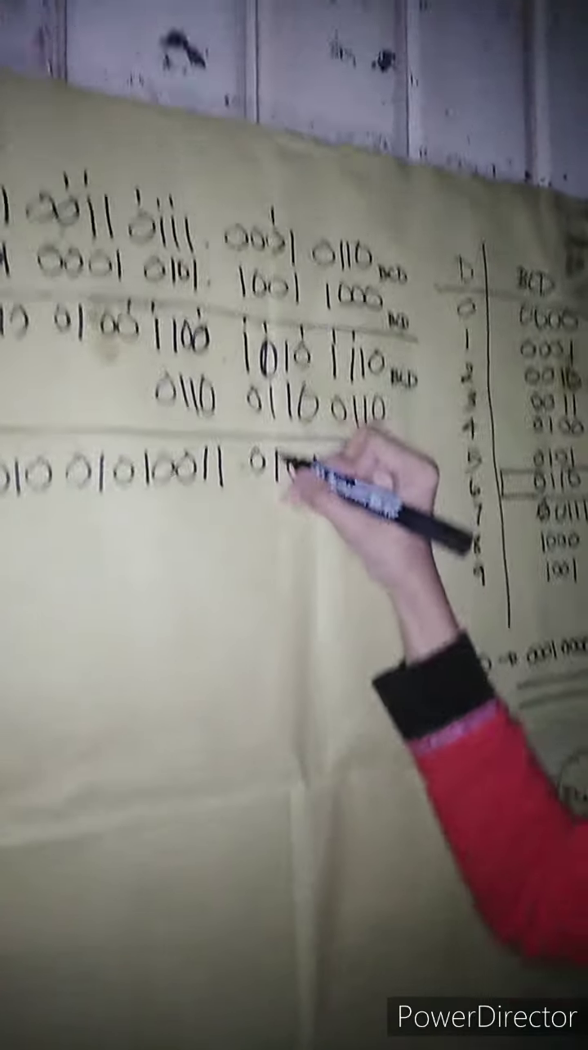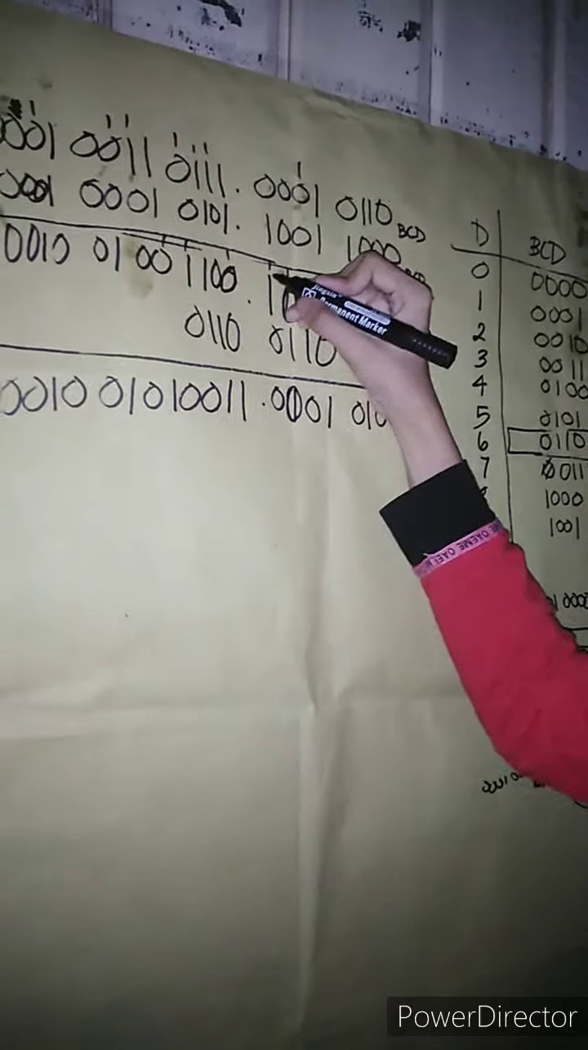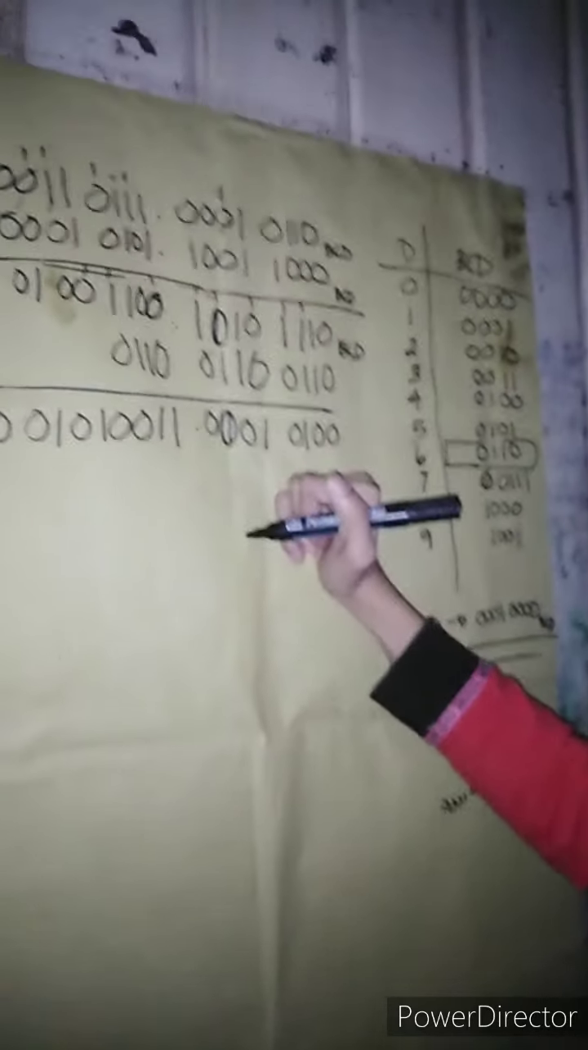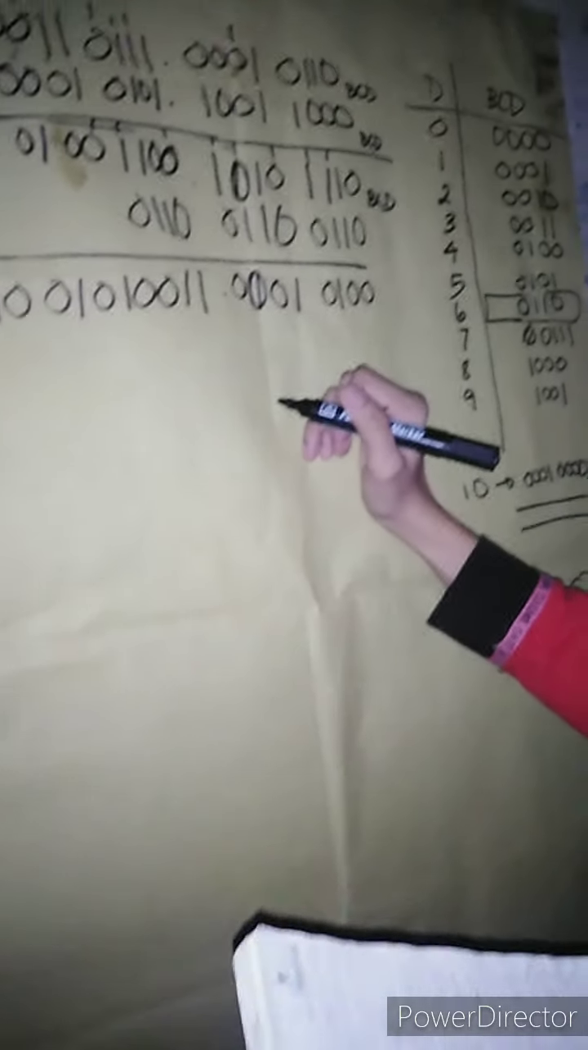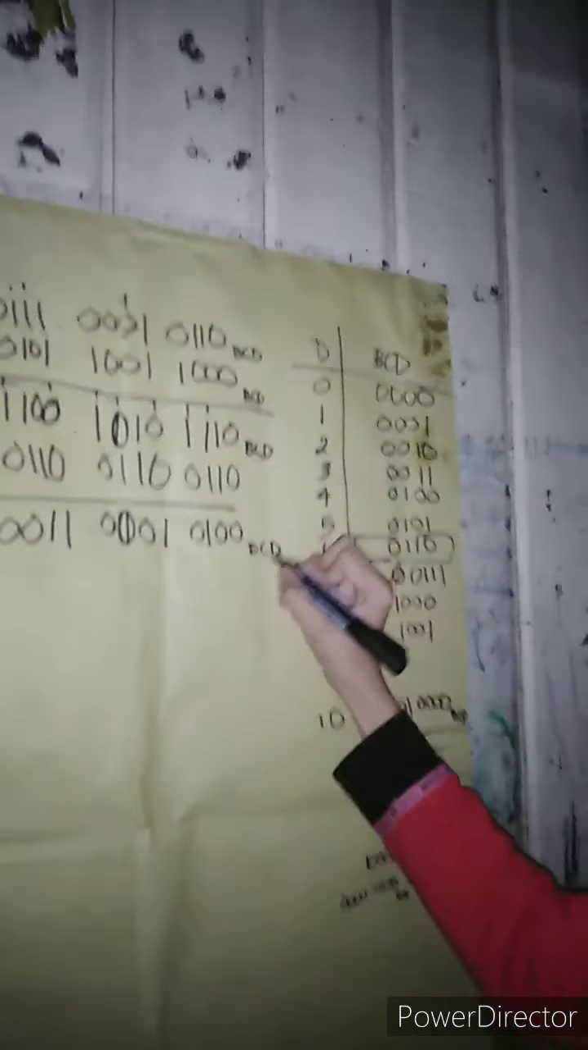So re-adding this one, we will have 1 plus 0 plus 1. 0. Carry 1, 0, and... Okay, now it's already correct. So, we have this as our final answer.